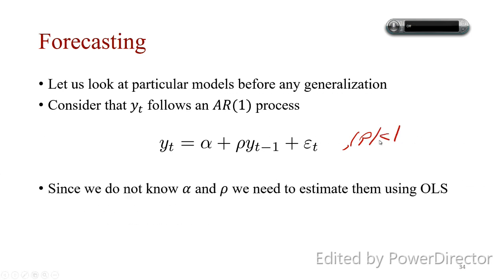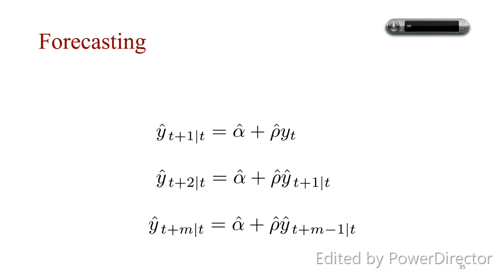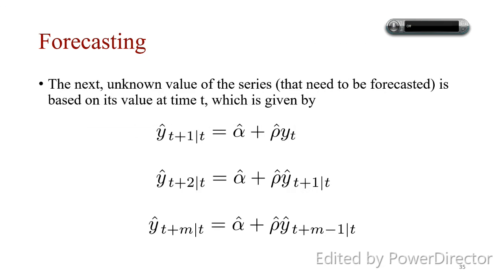And since we do not know alpha and rho, we need to estimate them. So if it turns out that rho is not less than 1, then there is a problem, right? Less than. I didn't say equal to 1. When rho is equal to 1, this is a very specific case that we're going to be talking about, and this is known as a random walk. But let's focus now on the fact that rho should be, in absolute value, smaller than 1. So how are we going to estimate this?